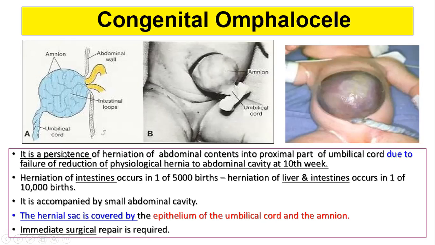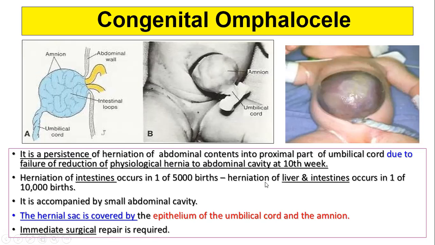Sometimes there is persistence, meaning they will not return, of the hernia of the abdominal content into the proximal part of the umbilical cord due to failure of reduction of the physiological hernia. If there is failure of the reduction of the physiological hernia into the abdominal cavity by the 10th week, it will remain outside. Herniation of the intestines occurs in 1 of 5,000 births. So this kind of failure of reduction takes place 1 in 5,000 births.